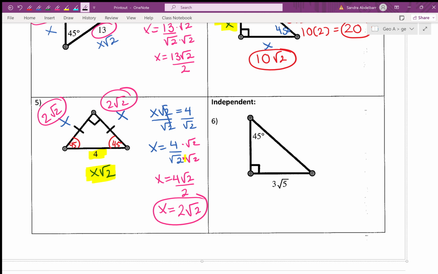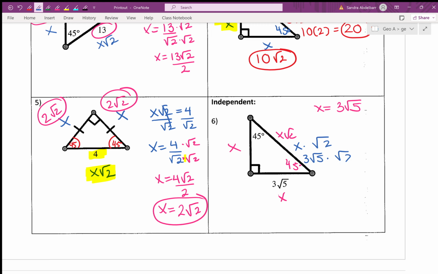All right, so what do we have? We are having 45, 45, 90, x, x root 2. Do we all agree that x is equal to 3 root 5? Right, that is not the hypotenuse. What is the hypotenuse? The hypotenuse is x times root 2. So this is 3 root 5 times root 2. What is 3 root 5 times root 2? 3 root 10. And do we agree the other leg is 3 root 5? How many people got that?